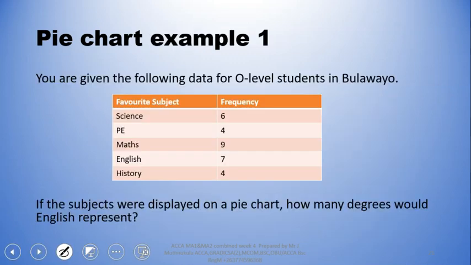Now let us do this example to see what we have to expect on the exam day. You are given the following data for O-level students in Bulawayo. Where is Bulawayo, by the way? Wow, it is in Zimbabwe.